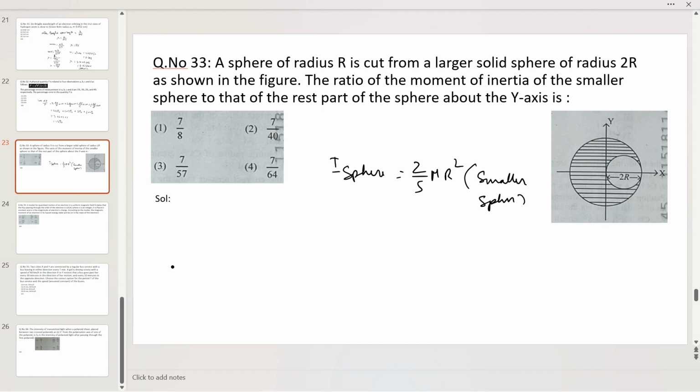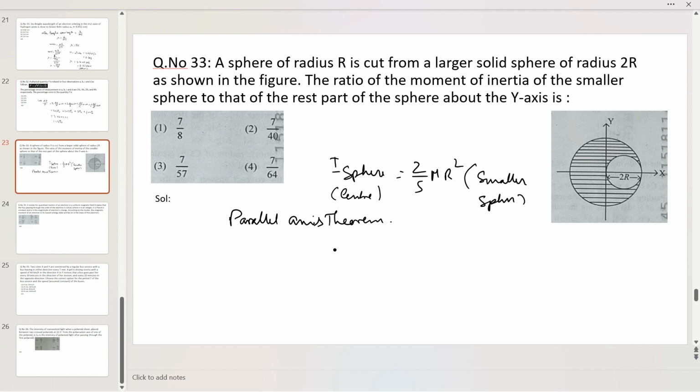Now we have to find the moment of inertia about the y-axis. So I am going to take the help of the parallel axis theorem, because in the question it is given that you have to find the moment of inertia about the y-axis. This is the moment of inertia about the center of the sphere. Now we have to find it about the y-axis, so I am going to use the parallel axis theorem.